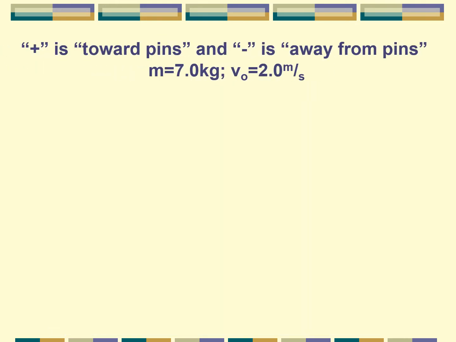We're going to go ahead and do this problem. We're going to do part A first and then do part B. Something to note here is that positive is going to be toward the pins and negative is going to be away from the pins. So in part A, we have an impulse of positive 5.0 newton seconds. We have the mass and we have the initial velocity. We need to find the final velocity, so we're using the equation impulse equals change in momentum. Go ahead and plug in our numbers.